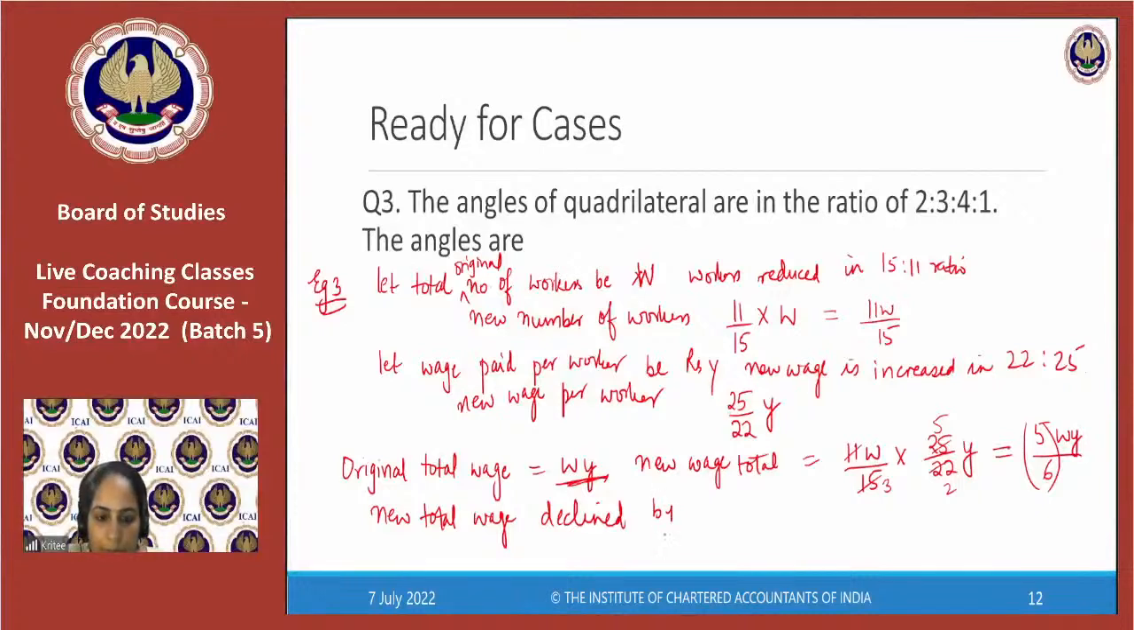By ratio? The original ratio is W is to Y, to 5 by 6 into W is to Y. So it has declined by 6 is to 5. This is your answer. Decreasing, very good, and by 6 is to 5. That is, if you were paying 6 times earlier, now you're paying 5 times. Good to go?